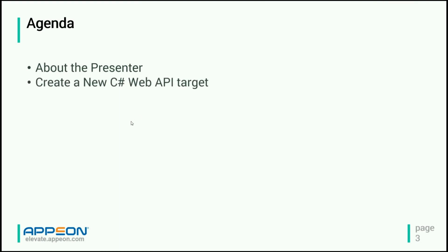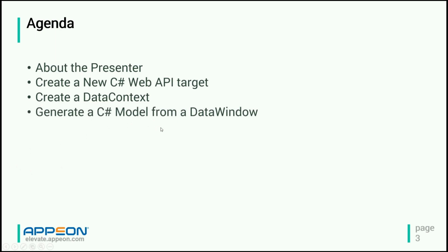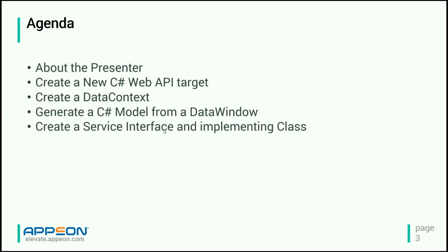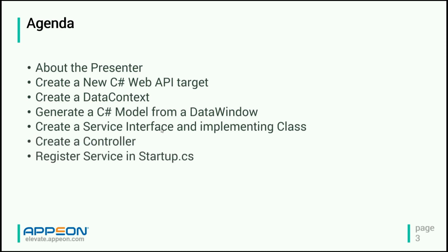Then we're going to create the new C# Web API target. We're going to create something called a data context for it. We'll explain what that is when we get into it. We're going to generate a C# model from the DataWindows that we want to use in this new target. At that point, we create a service interface and an implementing class. Create a controller. We register the service in what's called the Startup.cs file in the new target.